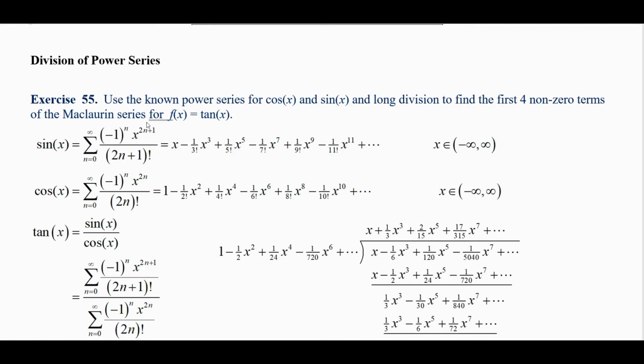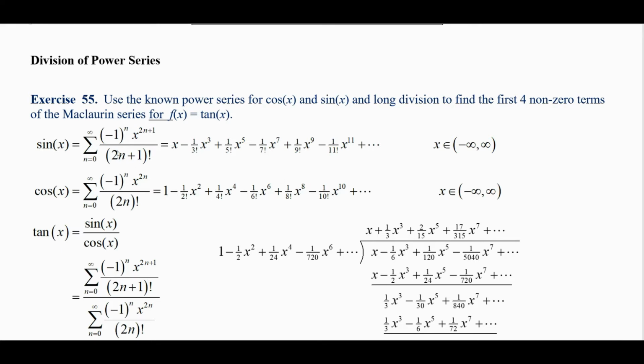So let's do a power series for tangent of x, a Maclaurin series. We're going to do it by realizing that tangent of x is sine of x divided by cosine x, and we're going to take the series for sine of x given here and divide it by the series for cosine x.